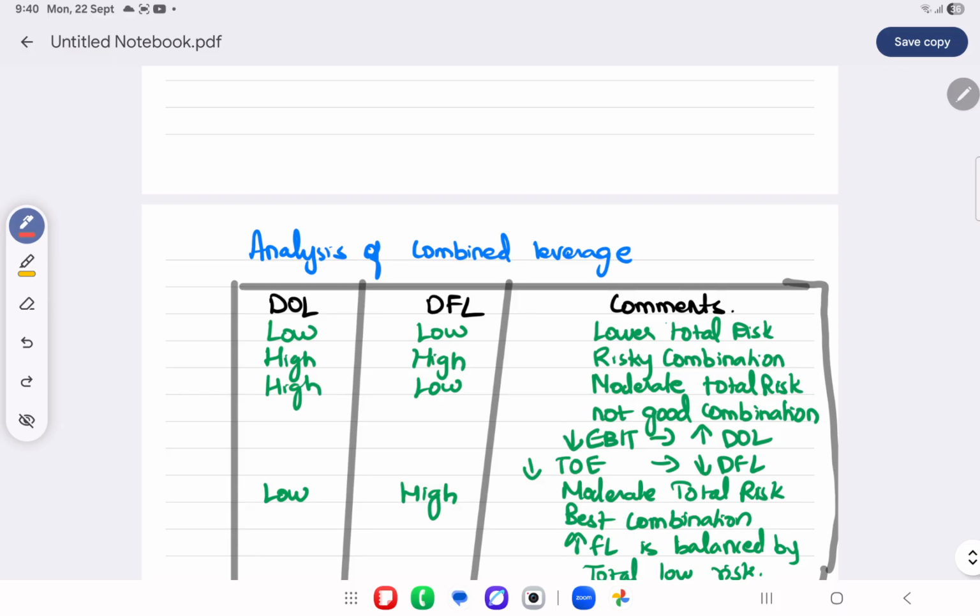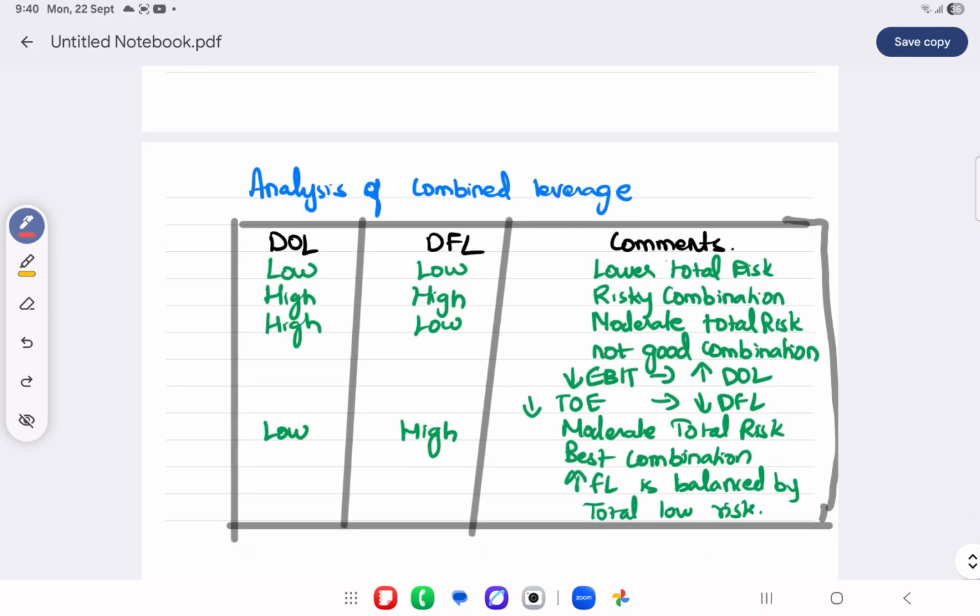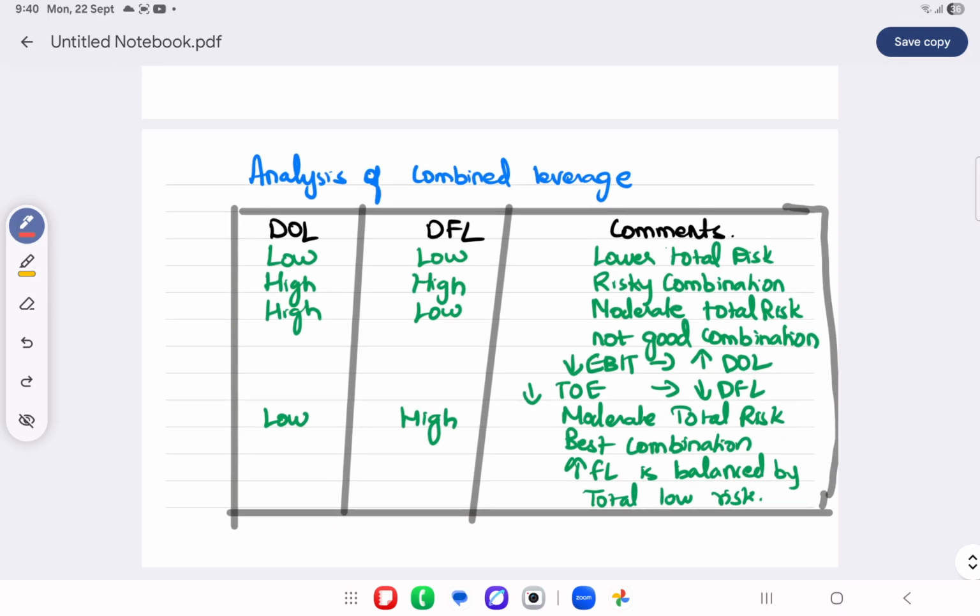Let us analyze combined leverage. When the operating leverage is low and financial leverage is low, the firm is at a lower total risk, but it cannot enhance its EPS and cannot trade on equity. Next is high operating leverage, high financial leverage. It's a risky combination because both the leverages are high, which will make the total risk very high.